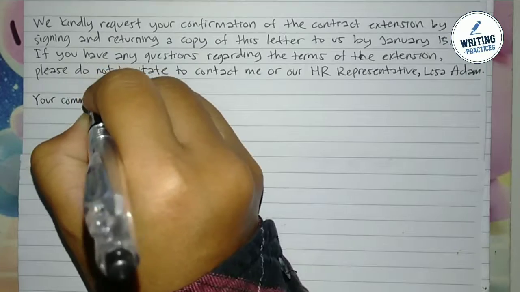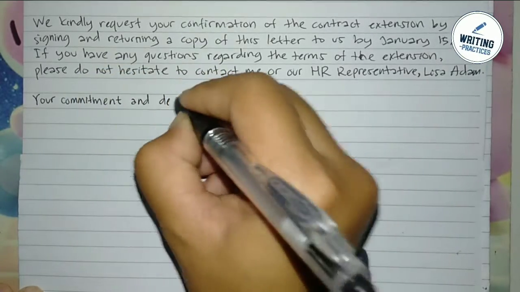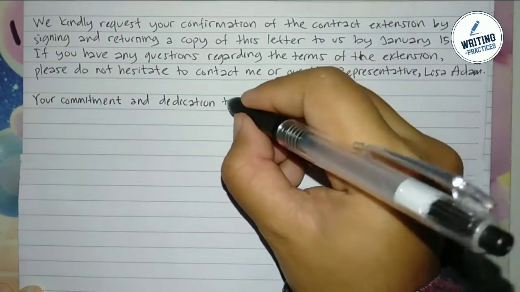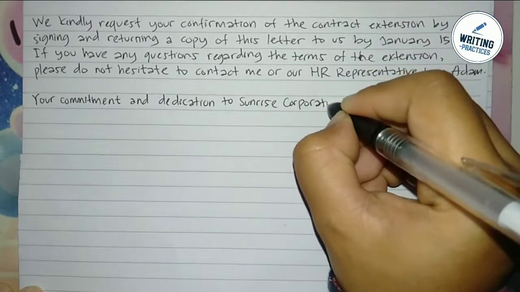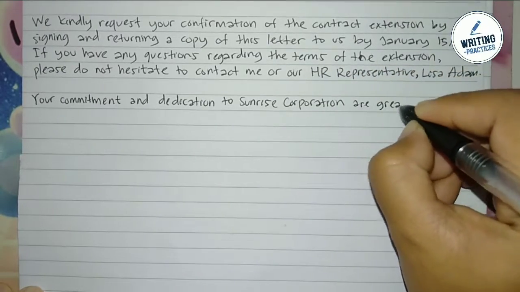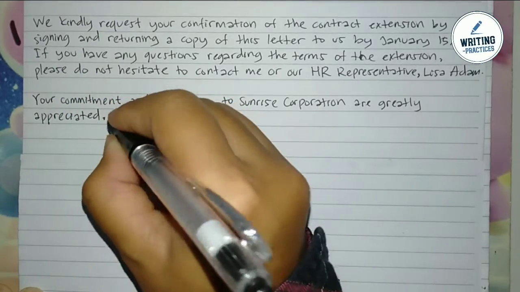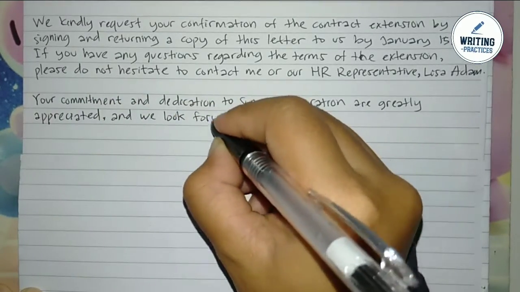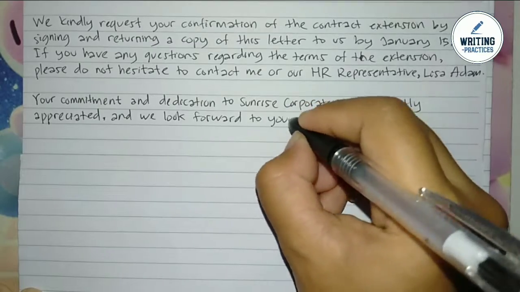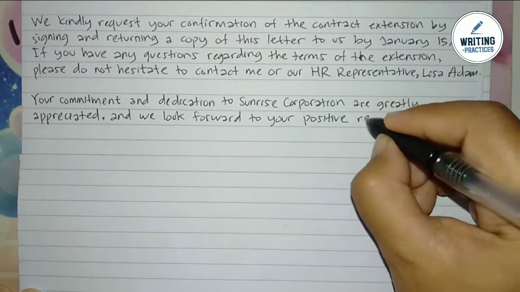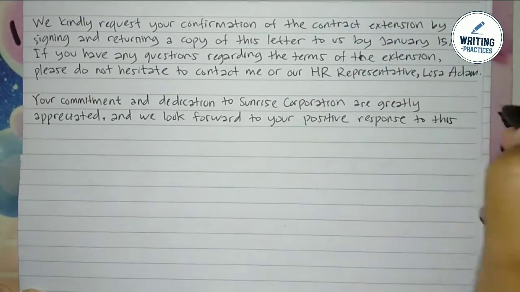In the fifth paragraph, it is where you show appreciation. You need to be sincere in delivering your appreciation. You may write, "Your commitment and dedication to Sunrise Corporation are greatly appreciated. And we look forward to your positive response to this contract extension."